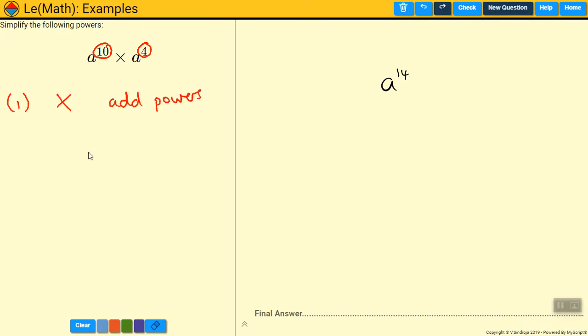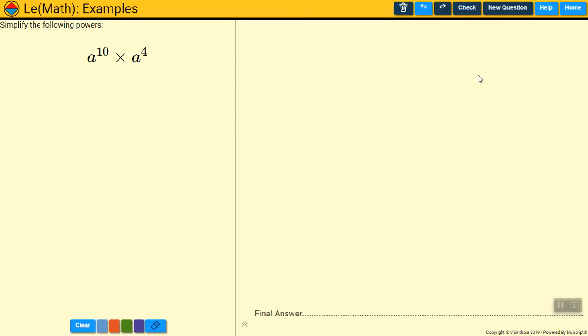By the way, if it was a to the power of 10 times a to the power of 4 times a to the power of 2, then that would be a to the power of 16. You just add all the powers together. But if it was a different base, for example, x to the power of 4 times a to the power of 10, then you can't add the powers there. It's got to be the same base. But the question is, why is that? And this is why.